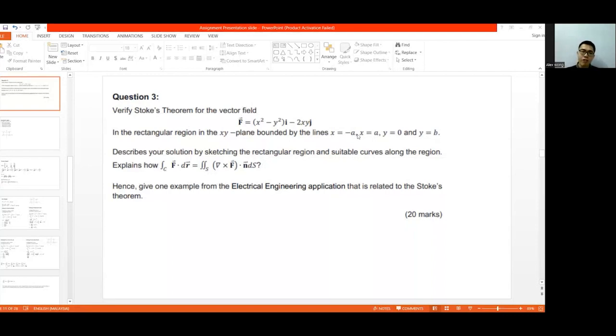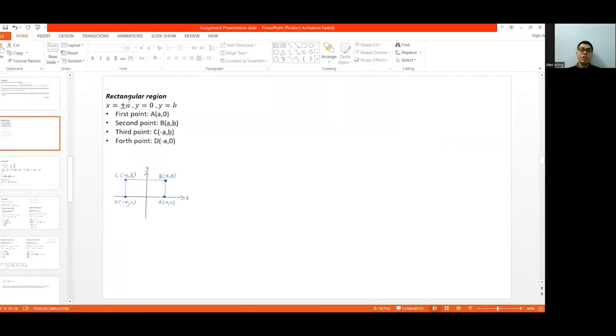In my part, I will present my solution by sketching the rectangular region and explaining how the line integral of vector field F is equal to the surface integral of vector field F. First, I will sketch the rectangular region using the information given by the question.